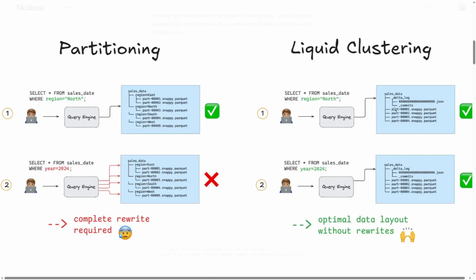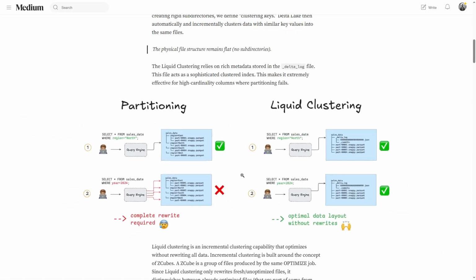But in case of liquid clustering, this information, like region is equal to north, is present in the delta log, not on the files. The files are as flat as they are. So if we have to change the clustering from region to the year column, we just have to update the delta log, and the files will remain as they are, and then we will be able to query the data. So that's how liquid clustering works.